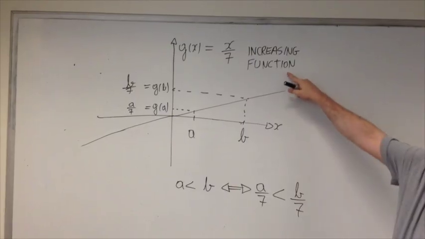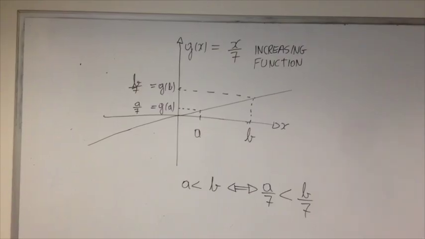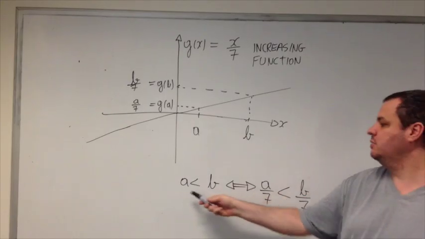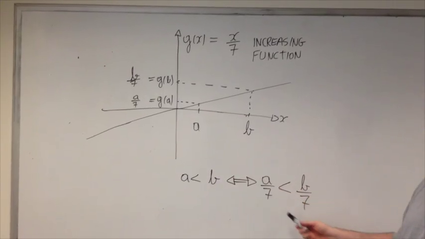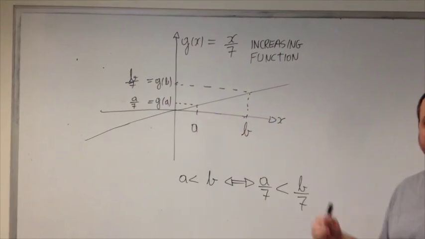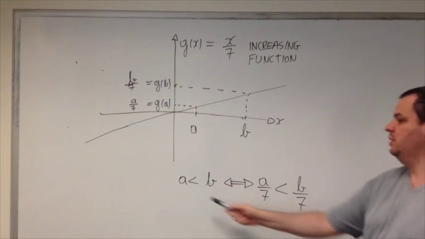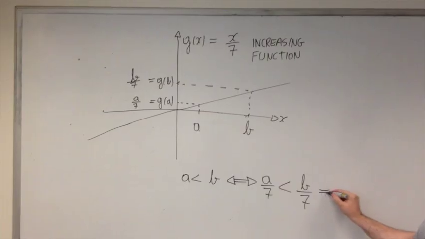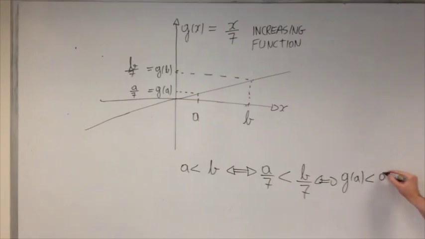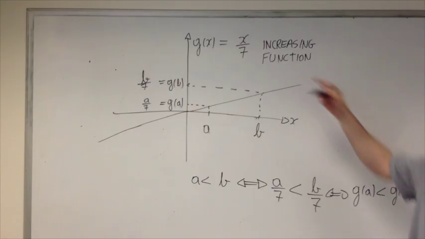Let's work with inequalities. Consider an increasing function g of x equals x over 7. I take the number divided by 7. This is an increasing function over all the real numbers. So if a is smaller than b, a divided by 7 is smaller than b divided by 7, and you can see that graphically. It does not matter if a or b are positive or negative, this order is always preserved, which means that g of a is smaller than g of b. We can do that because function g is strictly increasing.